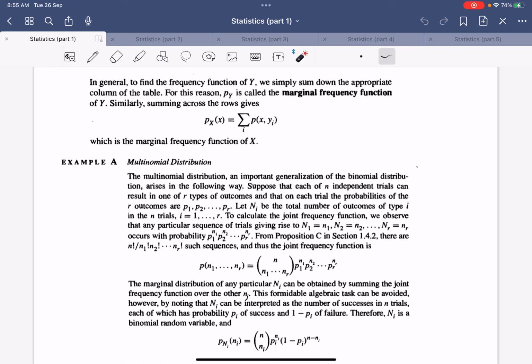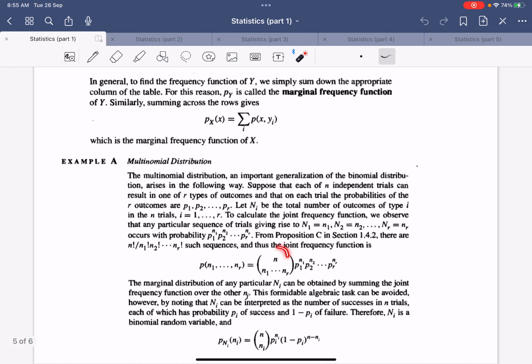And this leads us to an example of a very frequently used distribution, the multinomial distribution. It's basically a generalization of the binomial. Suppose we have n independent trials, each with one of r types of outcome. In binomial, there are only two outcomes, failure or success, but now you have r types of outcome. So let's say the counts are n1 all the way to nr. Then it will be n choose n1, ..., nr, times the probabilities. So this is the multinomial coefficient.